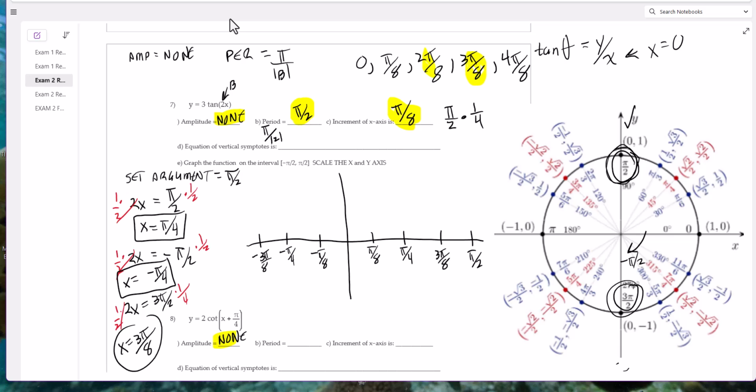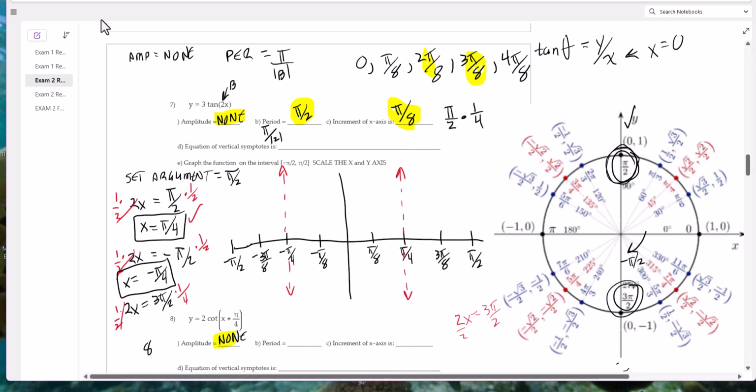Okay, so what we had is we had a vertical asymptote at pi over 4. So I'm going to put a vertical asymptote through there. I had another vertical asymptote at, let's see, negative pi over 4. And over here, I think I did something not right. Yeah, I saw what I did. I kind of did this wrong down here.